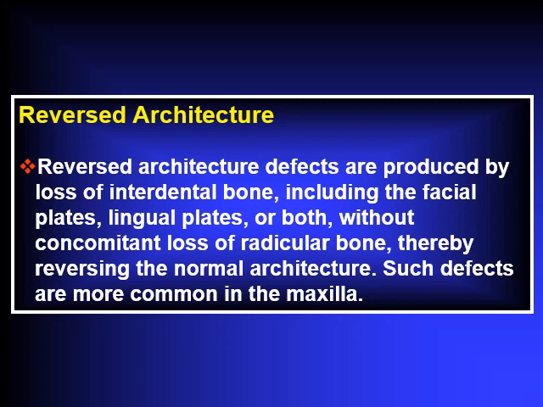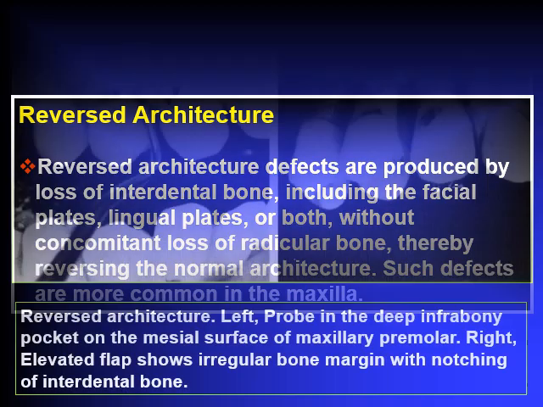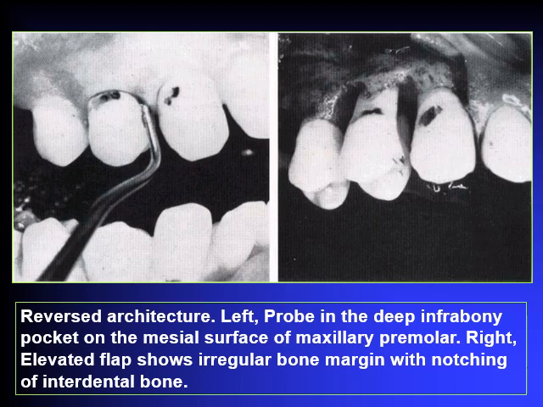So reverse architecture is produced by loss of the interdental bone, including the facial plates or lingual plates or both, but without concomitant loss of the radicular bone, buccally or lingually, thereby reversing the normal architecture. Such defects, as I said to you, are more common in the maxilla. This is the inverted or reverse architecture, as you see. There is loss of the interdental bone without concomitant loss of the radicular bone.